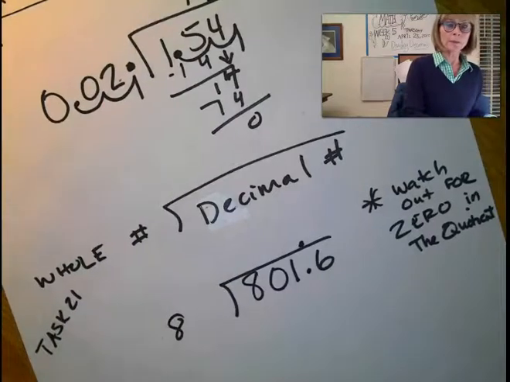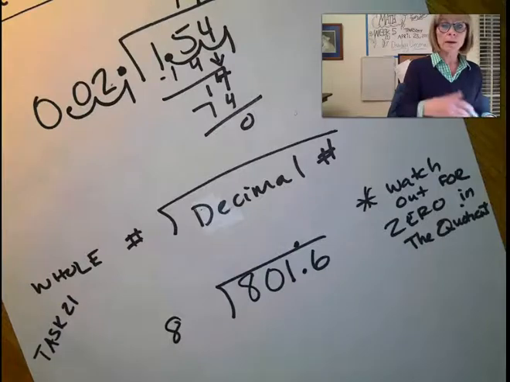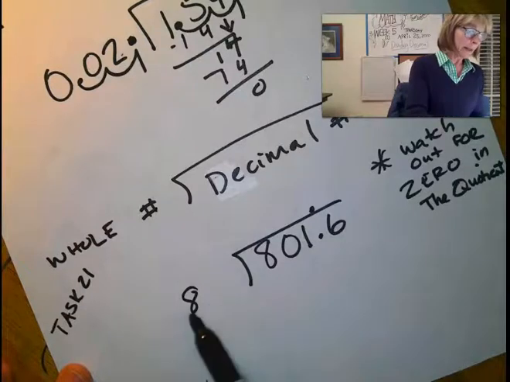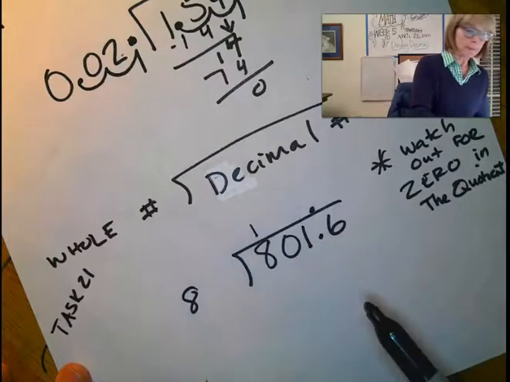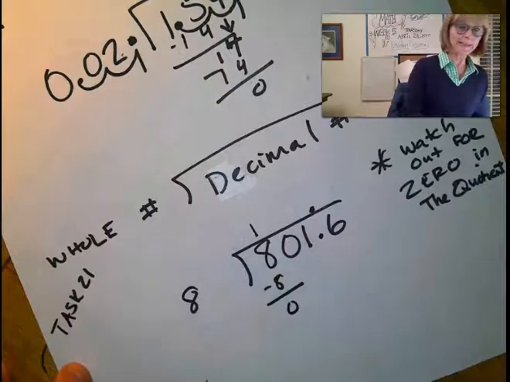This problem is a little bit tricky because there's a couple of zeros that appear in this quotient. So do this one very carefully when you get to task 21. All right, 8 goes into 8 one time. Easy enough. 1 times 8 is 8. Subtract that and I get 0.